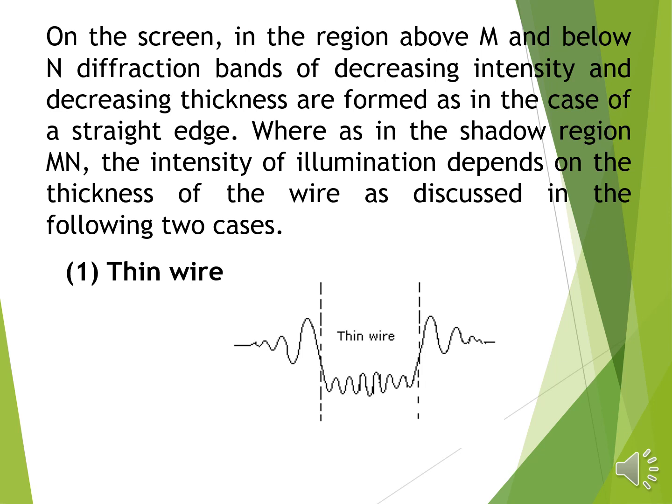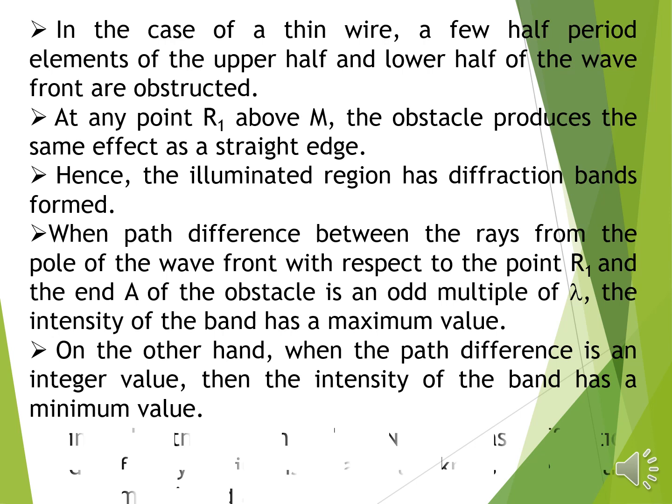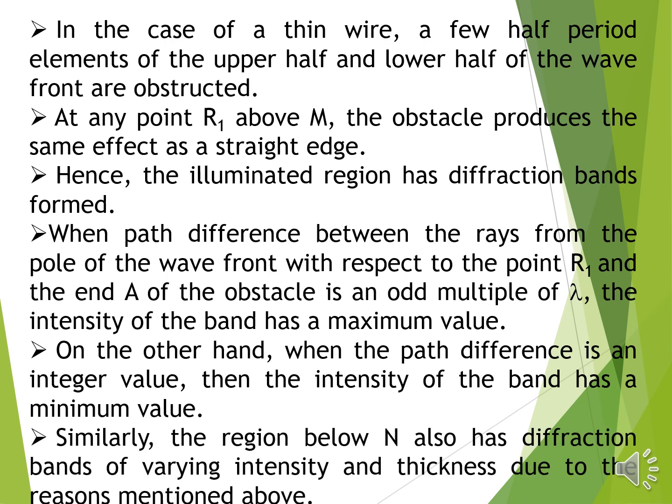Now the intensity of illumination in this MN region depends on the thickness of the wire. First let us take a thin wire as shown in the figure. Now you see the bands are something like this. Now in the case of a thin wire, a few half-period elements, the zones of the upper half and lower half of the wavefront, are obstructed naturally.